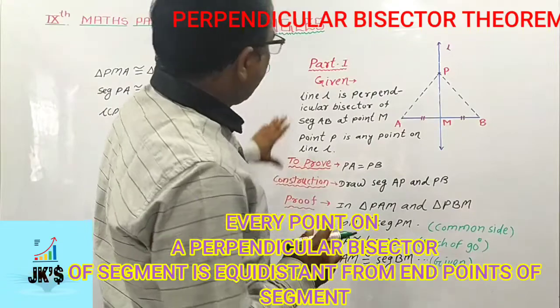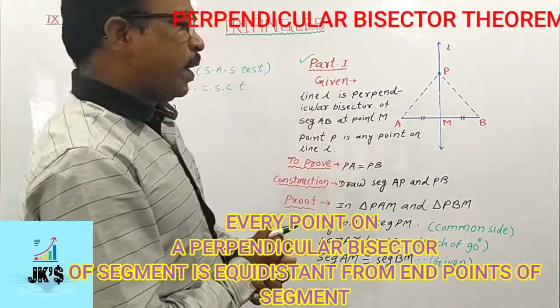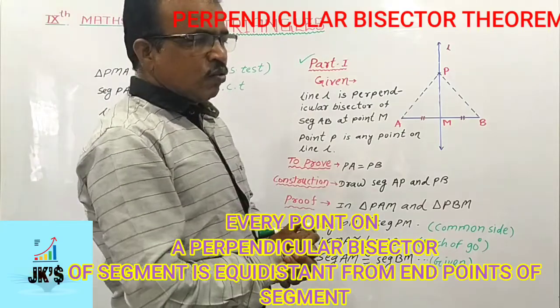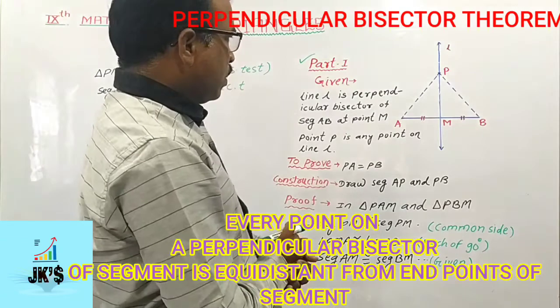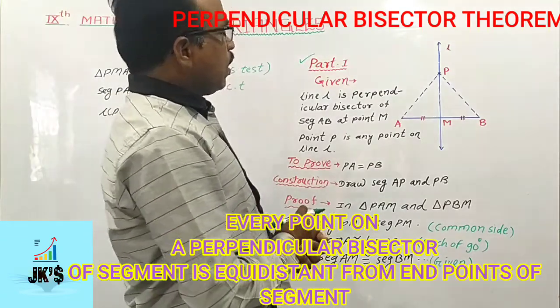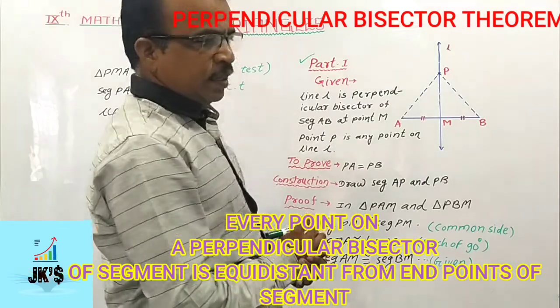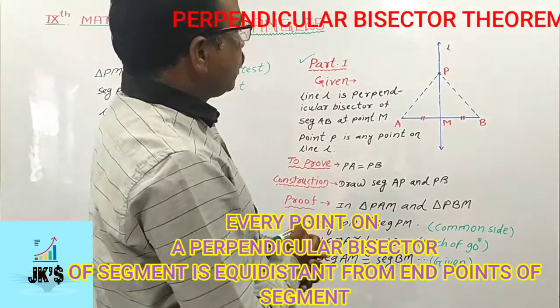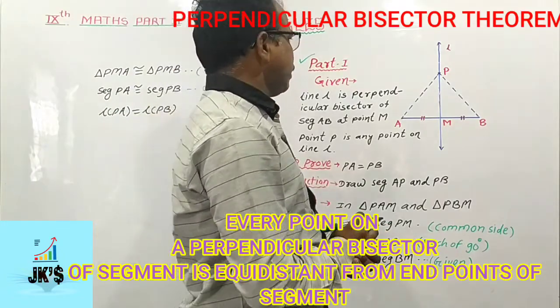So, at first come for the first part of the perpendicular bisector theorem. So, what is the statement of this theorem? Every point on a perpendicular bisector of a segment is at equidistance from the end point of the segment.